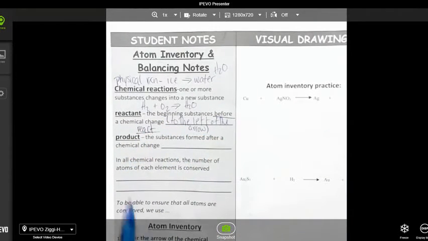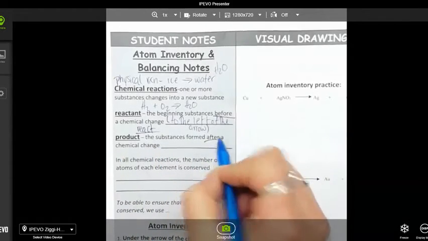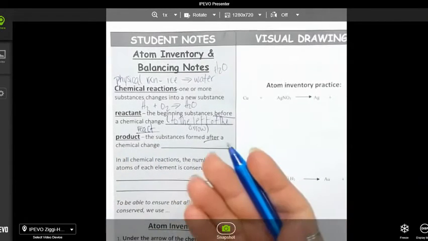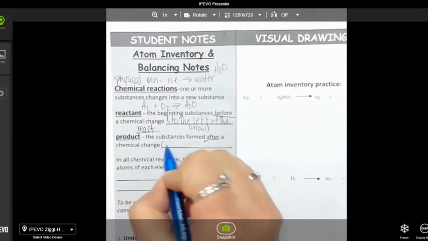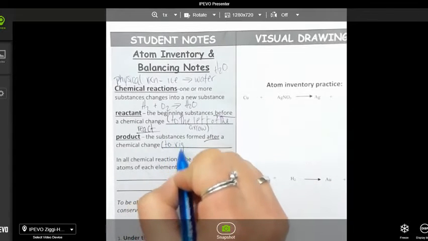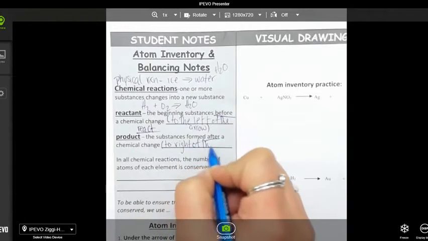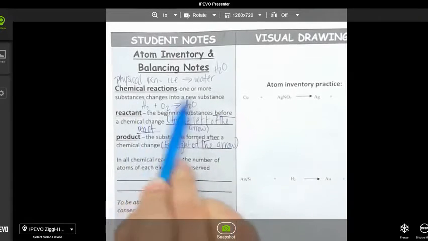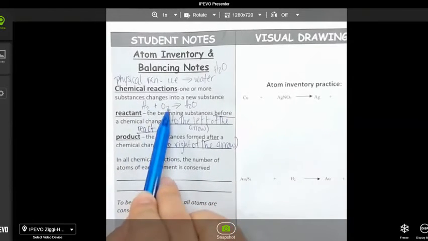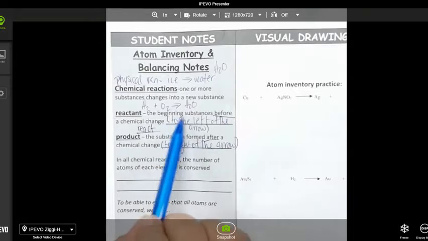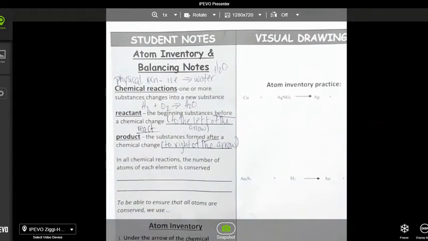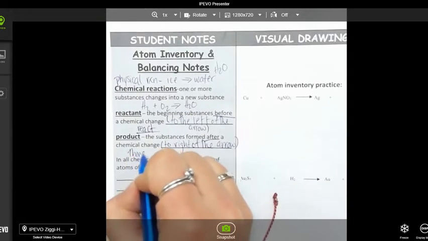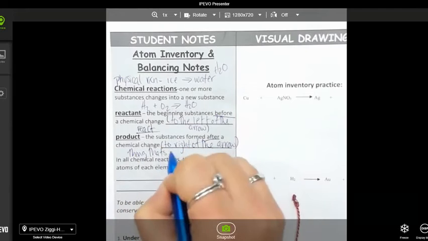Okay. Products, these are the substances that are formed after a chemical change. So products are the things that are produced. And these are going to occur to the right of the arrow in a chemical reaction. So if we're looking at this right here, these are our reactants. They reacted to produce water, which is our product. So it's the thing that's produced.